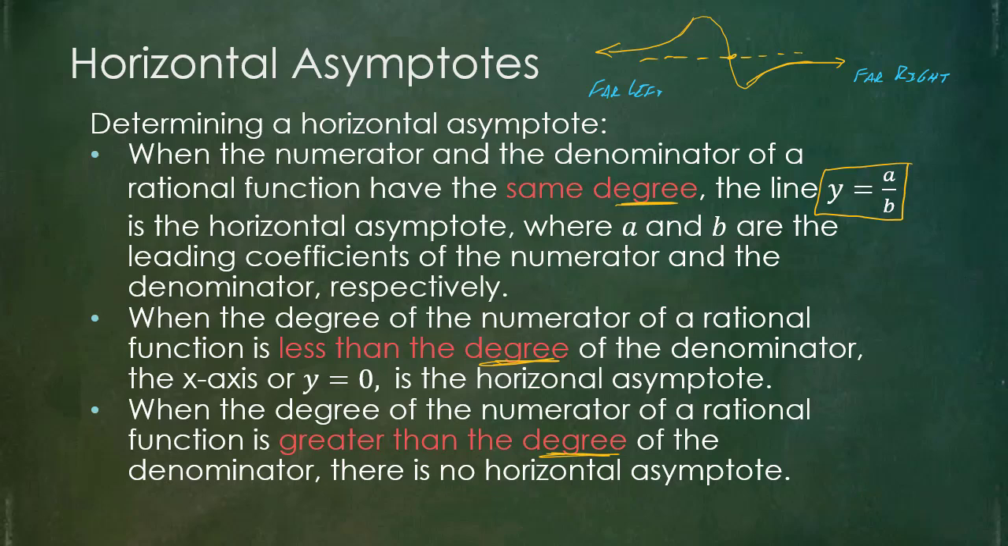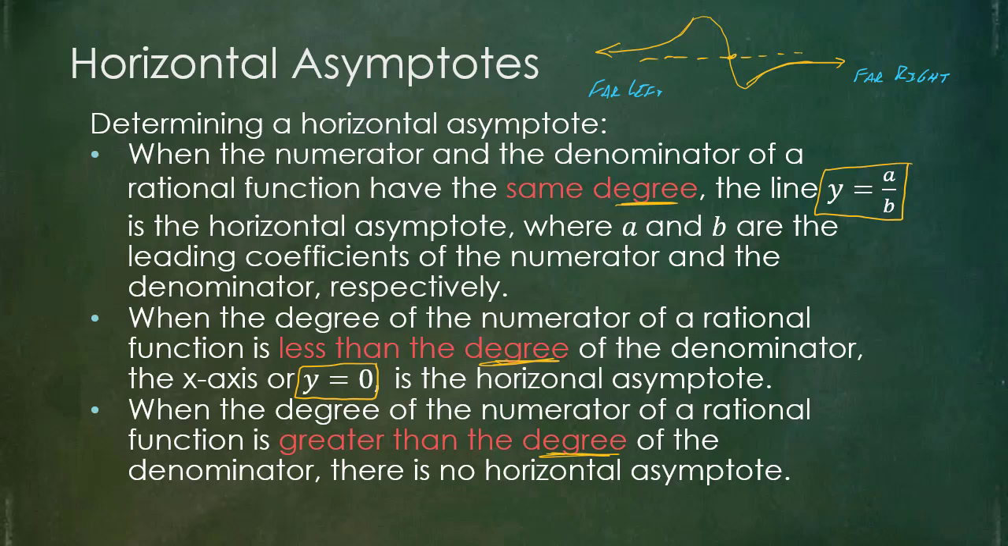The next situation is the numerator could have a smaller degree than what's in the denominator. In other words, the denominator has a higher power. At that point, you could say that the x-axis will be it, or just write it as y equals 0, meaning it's going to get close to the x-axis, but on the far left and far right, it's just going to flatten out. If it needs to cross it somewhere in the middle, so be it. Again, the horizontal asymptotes are just describing the far left and far right of my graph.